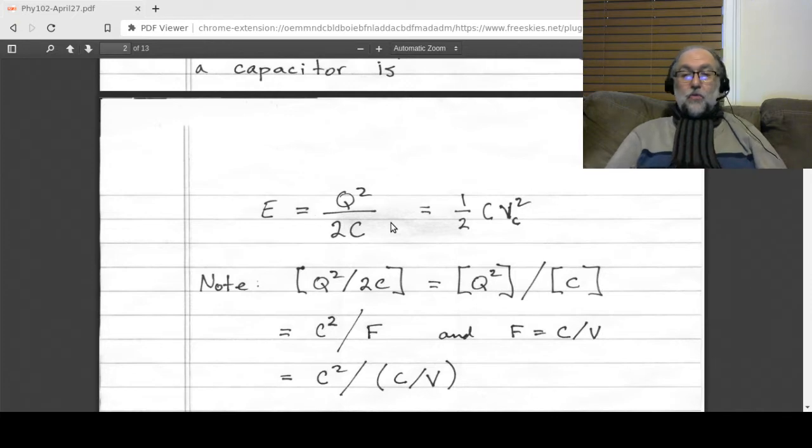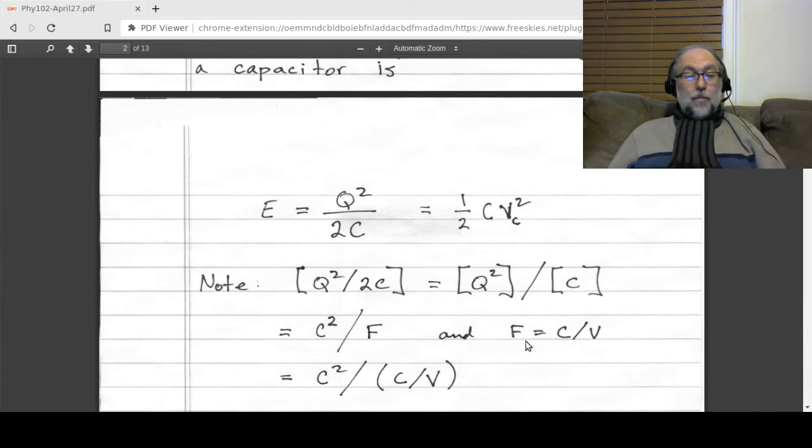I'm giving them to you without derivation, so let me at least show you that the units work out correctly. You expect the units to be joules. If you take the units of Q squared divided by 2C, that's just the units of Q squared divided by the units of C. 2, of course, doesn't have any units. The units of charge is Coulomb, so Q squared will give you a Coulomb squared. And the units of capacitance are farads.